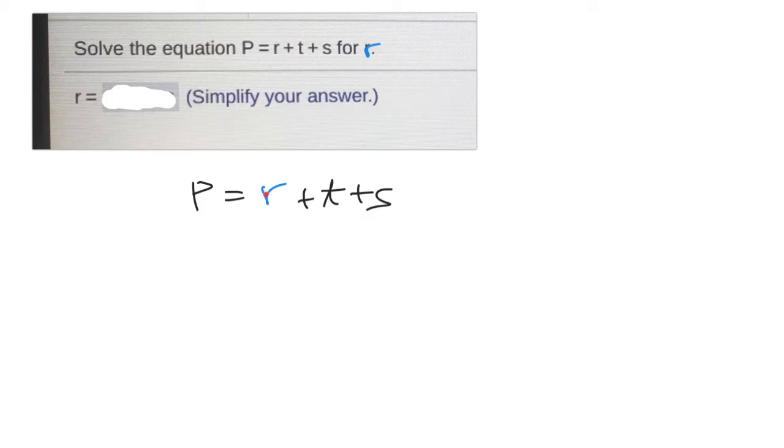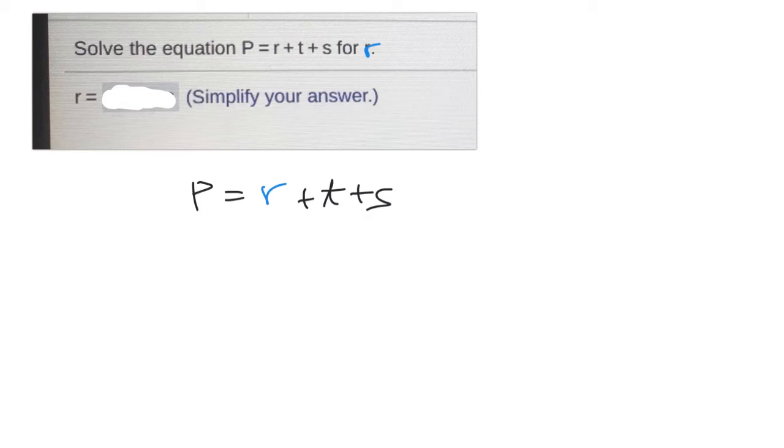Now, at the end of the day, we want to get r by itself. In this sort of computerized program, they put the r on the left-hand side of the equal sign, but in our equation, the r is on the right-hand side of the equal sign. Personally, I'm comfortable with leaving the r on the right-hand side of the equal sign. I don't really feel like there's much of a need to bring it over to the left, so I'm going to keep it over here, all right? So that's how we're going to do it.